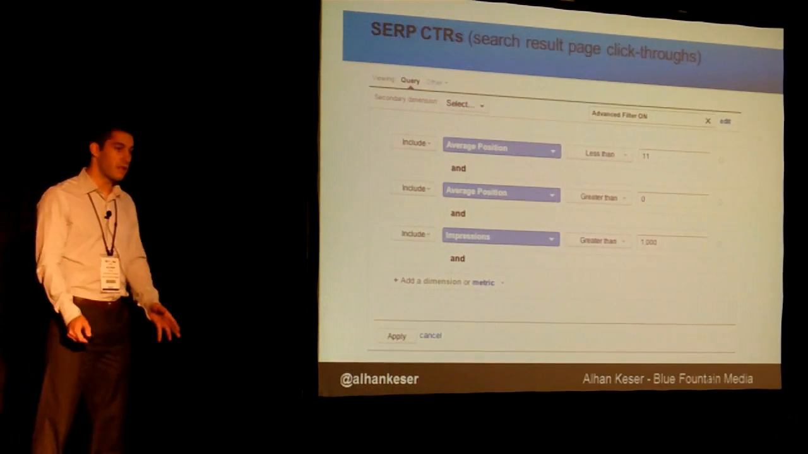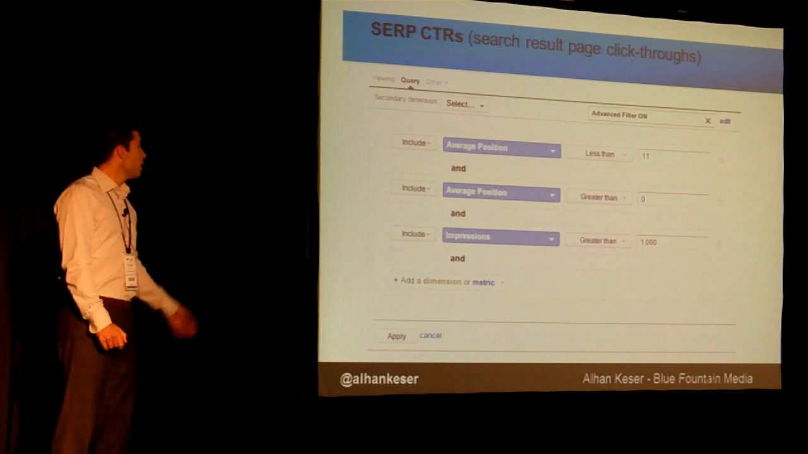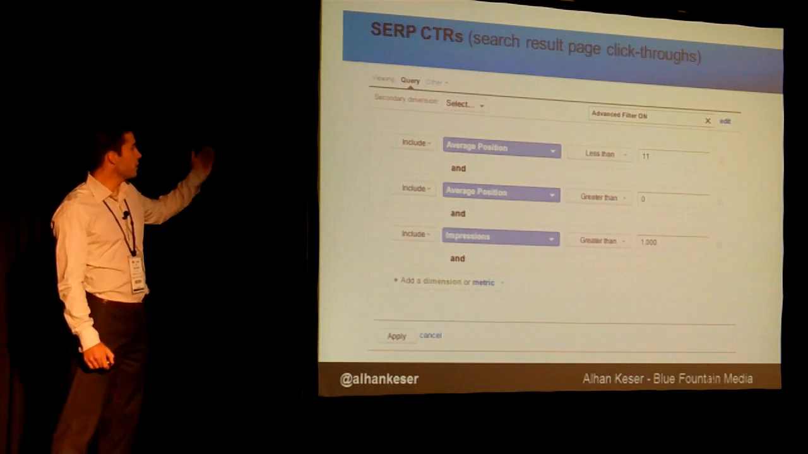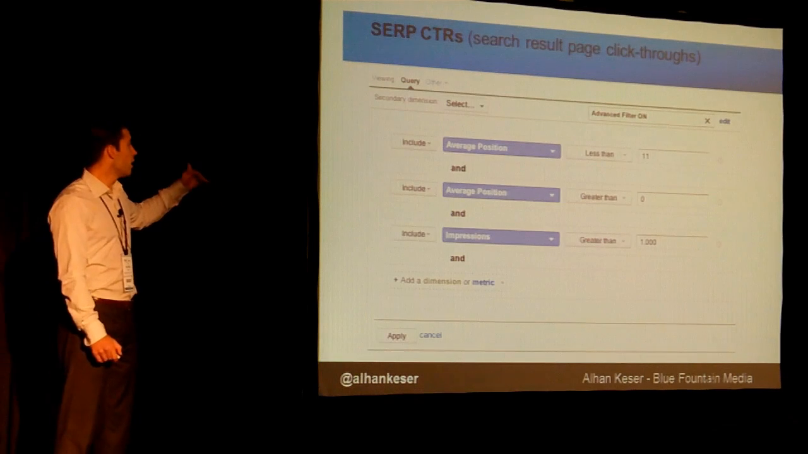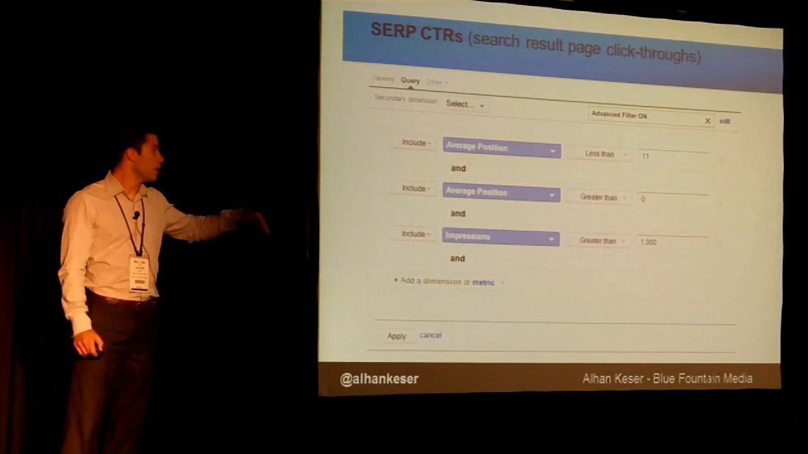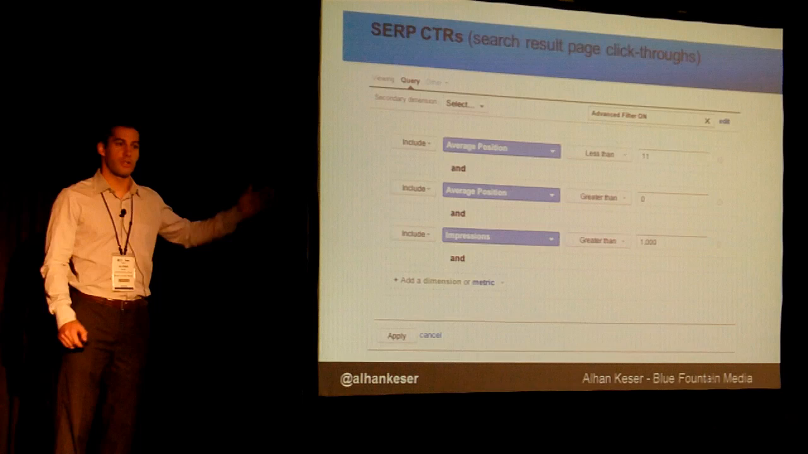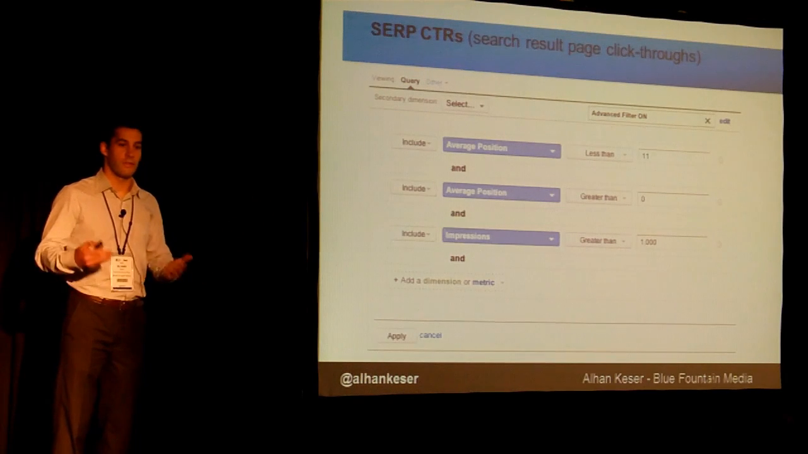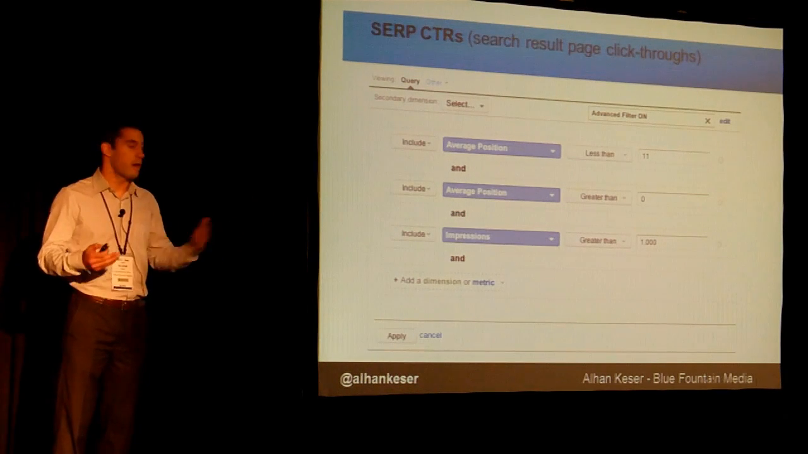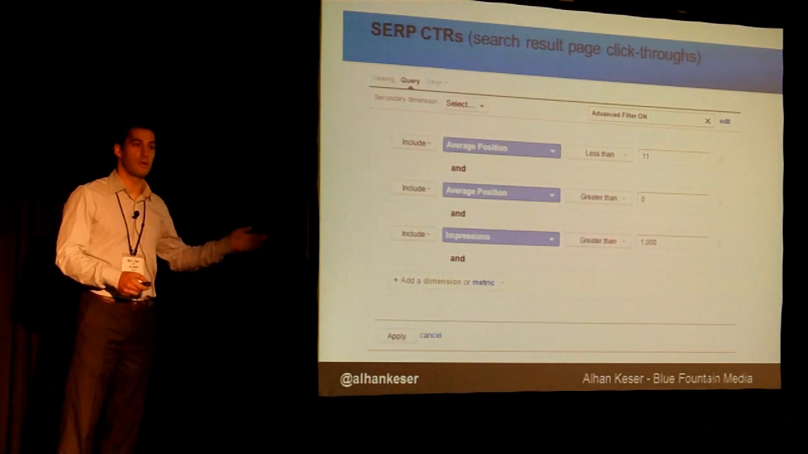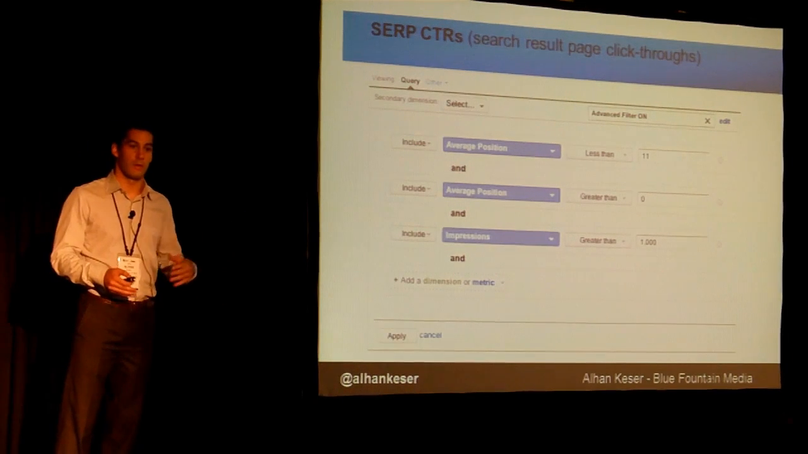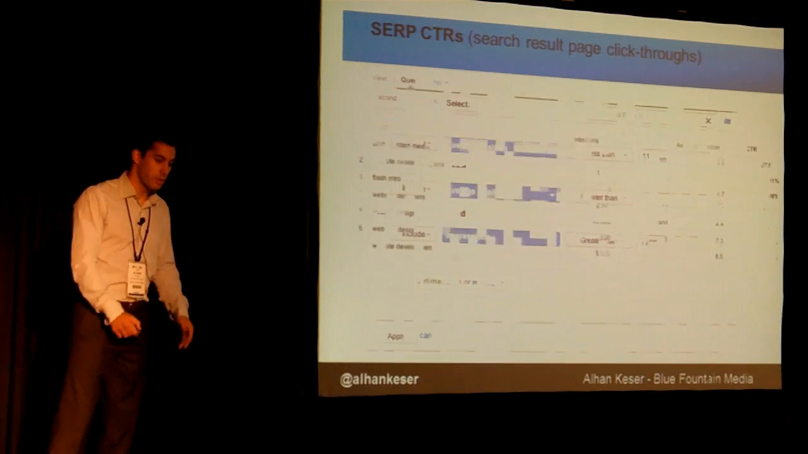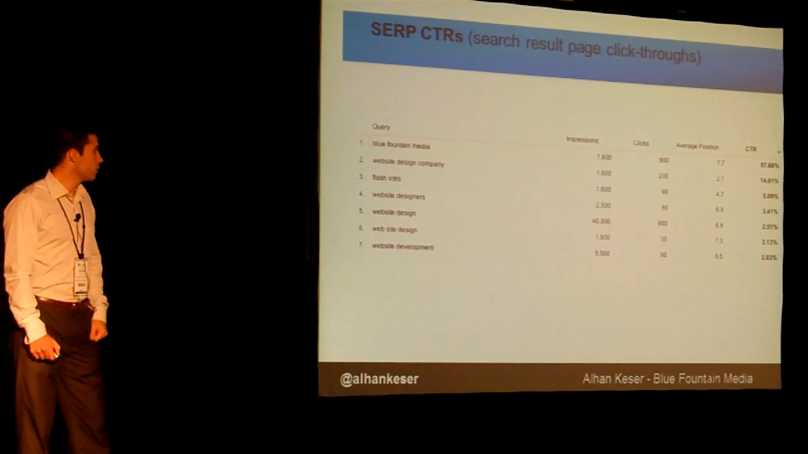So once again, the same report that I just brought up, you just set a filter up, say, I want to see positions less than 11, greater than 0, and impressions over a certain number. Maybe it's 500, maybe it's 200. I set it at 1,000 impressions, so I wouldn't get random impressions that happen on page 1 for personalized search results. I got this list right here.